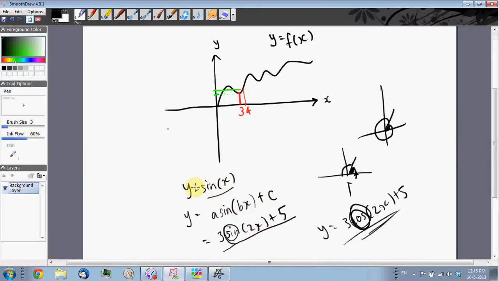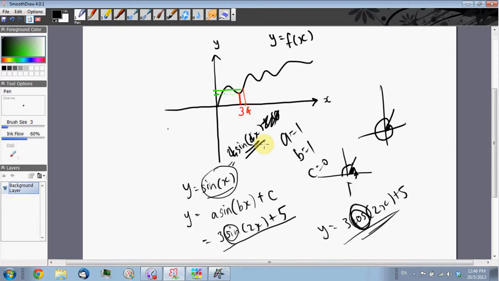For the normal y equals sine x, you realize that a is equal to 1, b is 1, and c is 0, correct? Because y equals sine x is the same as 1 times sine of 1x, plus 0. If you simplify, it's sine x, right?